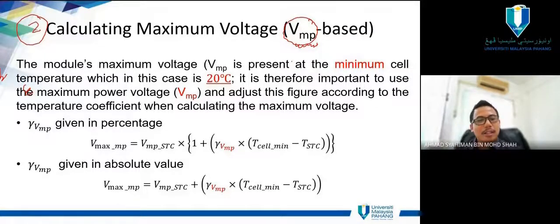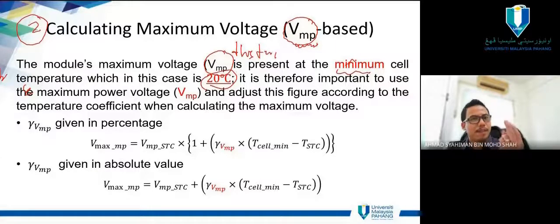So insyaAllah. Okay, module maximum voltage VMP is present at the minimum cell temperature, which in this case is 20 degrees C. Sama, ini case dia sama, minimum cell temperature 20 degrees, but this time we use VMP. First case tadi VOC, now VMP. Therefore, important to use blah blah blah. Given in percentage. Okay, almost the same. The difference is only max MP, and this one is VMP.